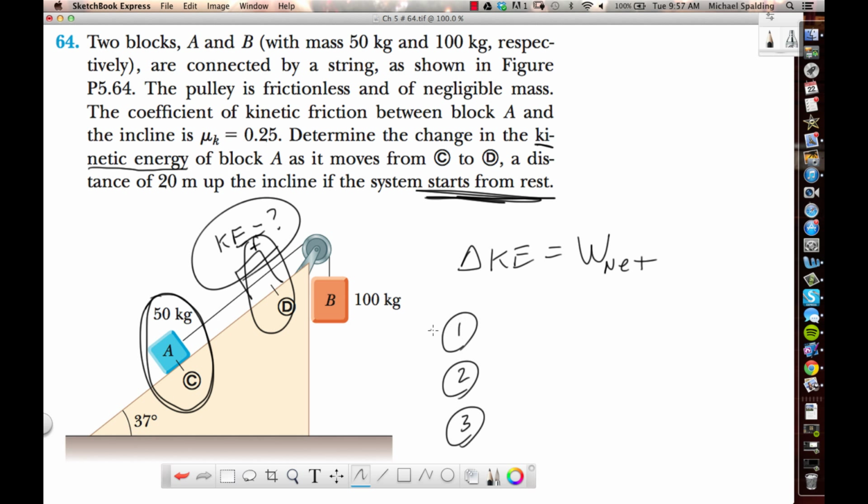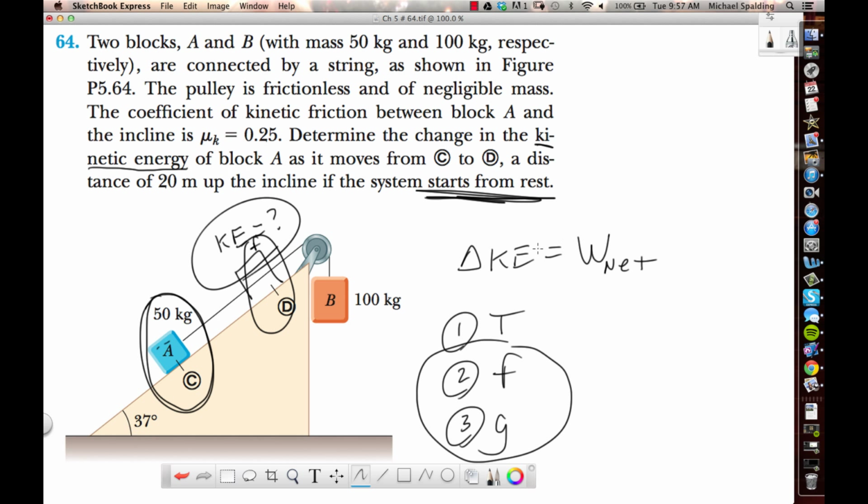What are the 3 forces doing work as Block A goes up the hill? Tension does work. What else does work? Friction. And what else does work? Gravity. Those are the 3. The 2 that you can figure out are those.